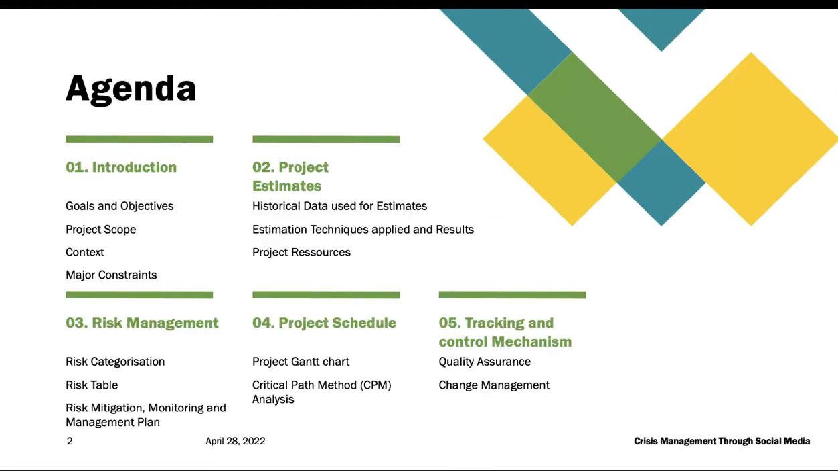Let's go through our agenda, which has an introduction covering goals and objective, project scope, context, and major constraint. A second section is the project estimate, where we cover the historical data used for estimates, estimation techniques, the estimation technique applied, the results, and the project resources. The third section covers risk management, the risk categorization, the risk table, and the risk mitigation, monitoring, and management plan. The fourth section covers the project schedule, where we designed our project Gantt chart using Microsoft Project, and the critical path method analysis that we determined within Microsoft Project also. And finally, we have a fifth section, which is the tracking and control mechanism.